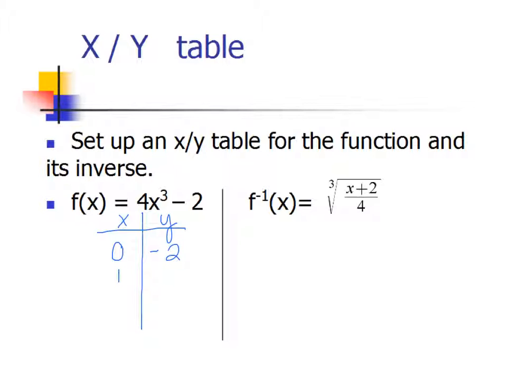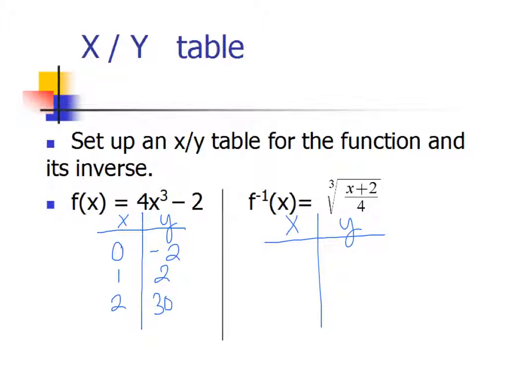Let's put a 1 in for x. That's going to be 1 times 4 is 4 minus 2 is 2. Let's plug in a 2. So that'd be 2 cubed, that's 8, times 4, that's 32, minus 2, that's 30. And I could sit here and do point after point after point. Now I'm going to come over here and do the same thing with the inverse function. I'm going to plug something in for x and then see what I get back for y.